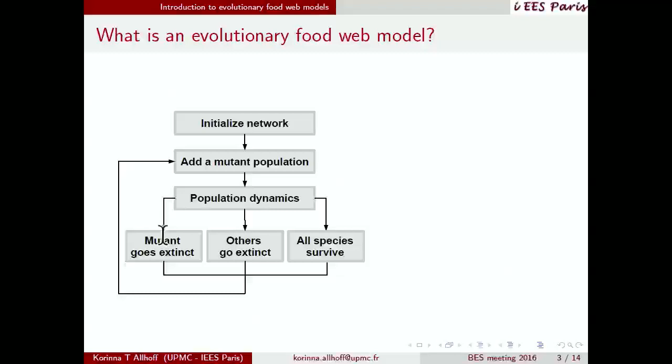So the first part is just about what is an evolutionary food web model. Now when you look at the literature, you can find several examples, but they're all based on this algorithm.